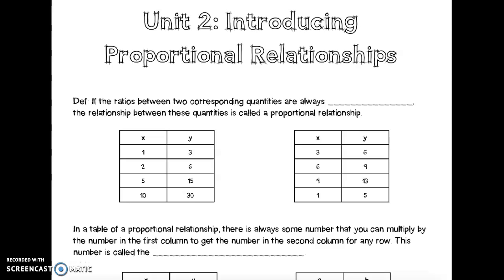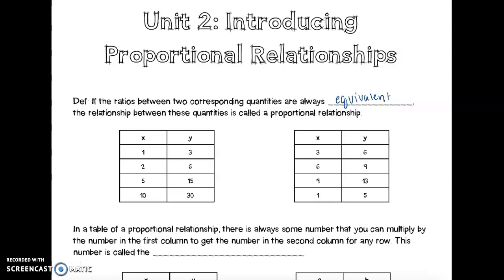Hey guys, Miss Kanata here, just going through what we've learned about so far in Unit 2 on proportional relationships. So the first thing we have is the definition of a proportional relationship, and that states that if the ratios between two corresponding quantities are always equivalent, then the relationship between them is called a proportional relationship.